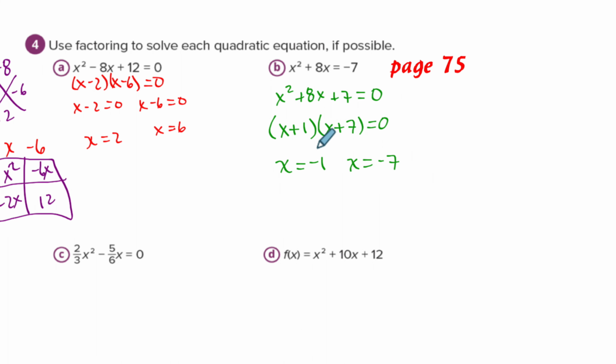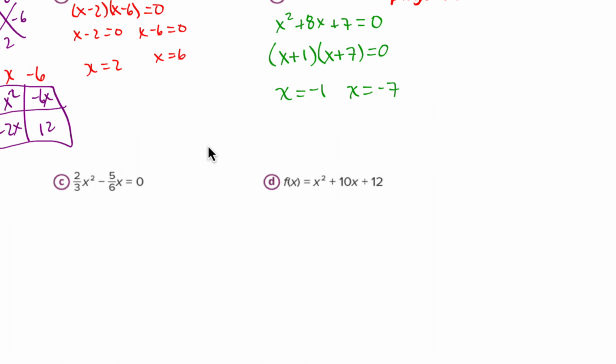Okay, so here's what I got. I didn't have to do the box method because you know why? I'm looking at this and there's only two things that multiply to a positive 7 and give you an 8. I can do that in my head. So that's eventually where we want to be. We don't want to have to draw this box every time if we don't have to. But until you're pretty good at it, then you should probably do it.